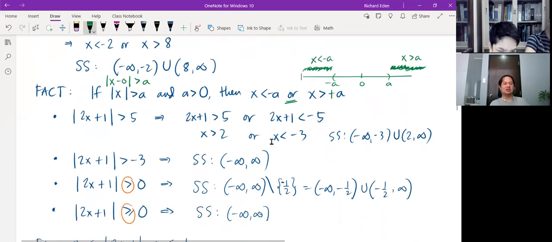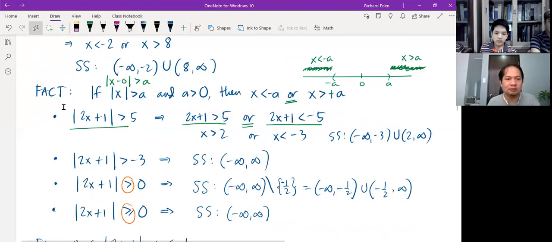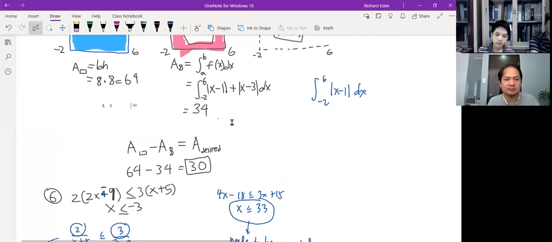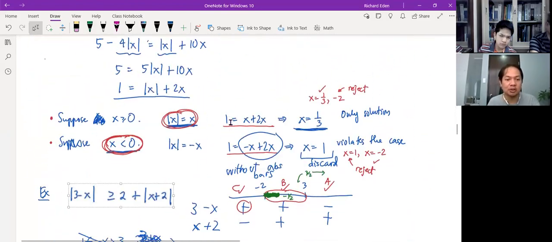So consequently, if the absolute value of 2x plus 1 is greater than 5, then either 2x plus 1 is greater than 5 or 2x plus 1 is less than negative 5. So how is this going to apply to some of the inequalities and equations that you solved? Some corrections would have to be in order.